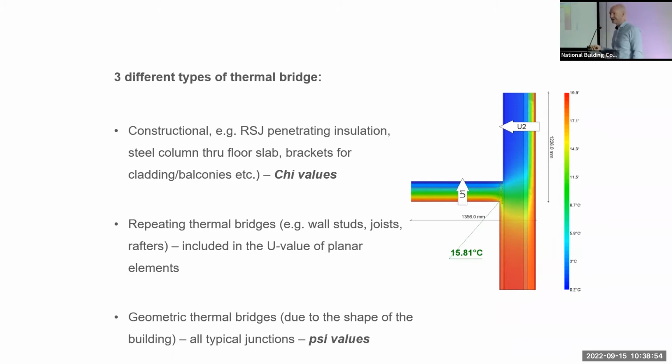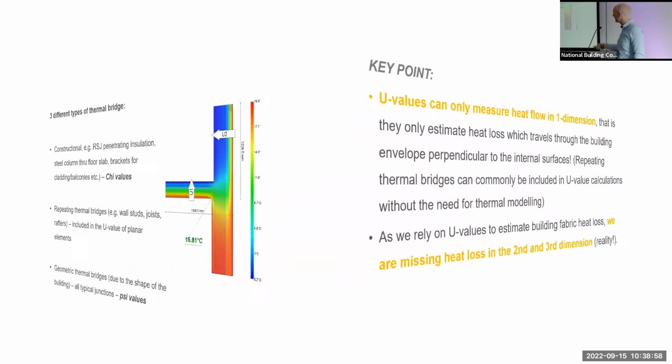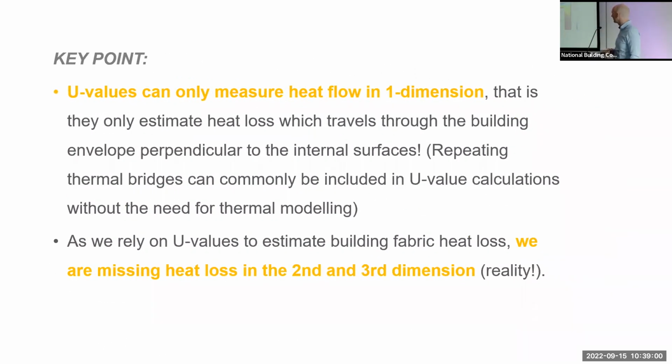So we typically have chi values, which are point thermal bridge values associated with those single point heat losses. Then we have repeating thermal bridges. That might be, for example, timber studs in a timber frame wall.